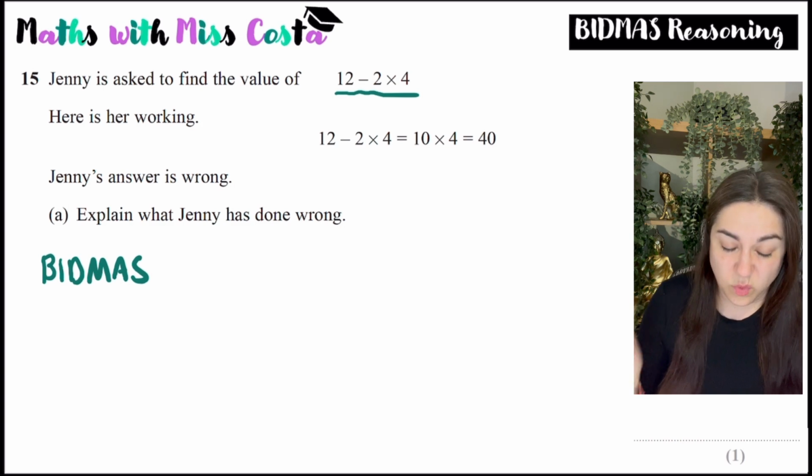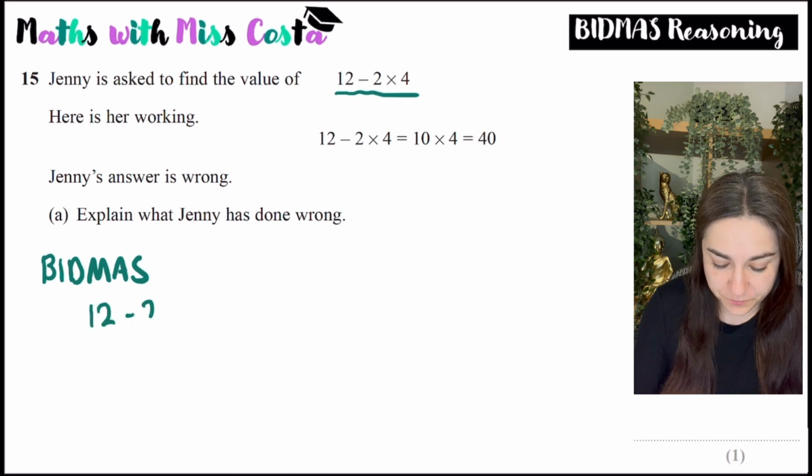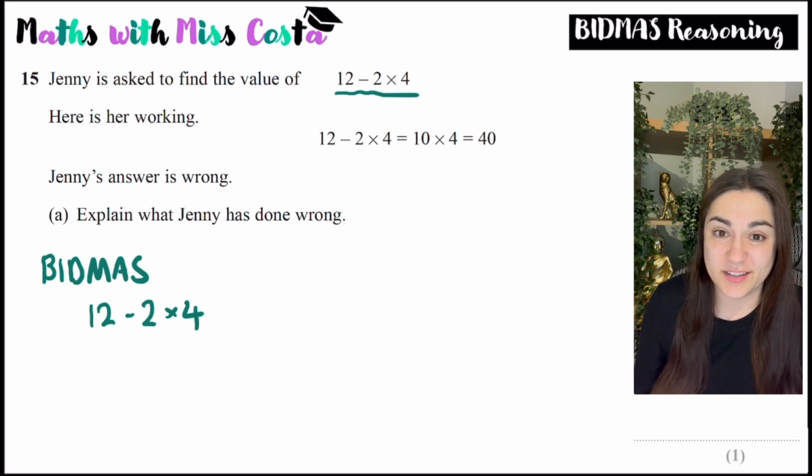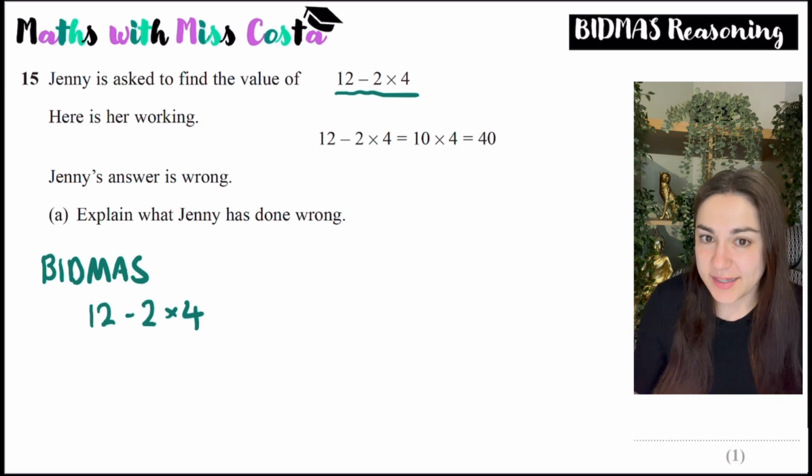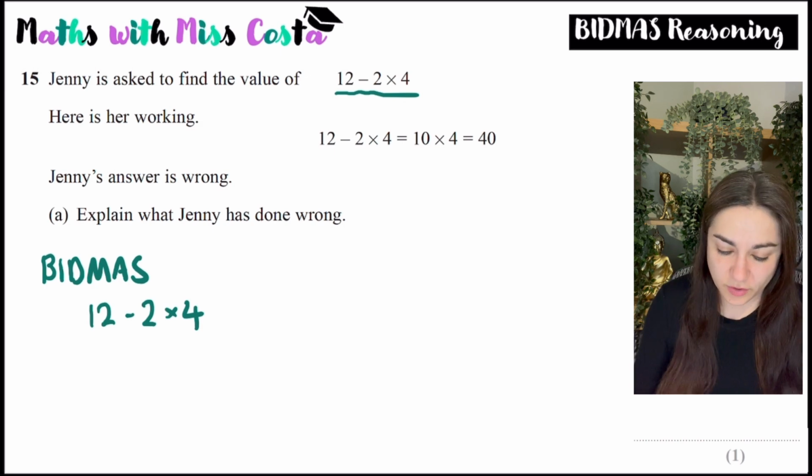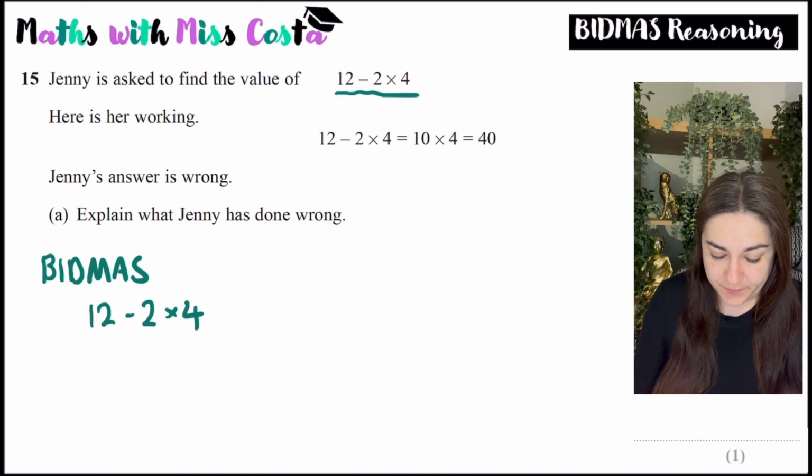Now, what I would probably do is just think to myself, what would I actually do myself before I even look at Jenny's working? Because sometimes it helps to actually just think, what is the actual answer? And that makes it easier to see what the person's done wrong. So I know, using BIDMAS, that first I do anything that is in brackets. The B is brackets.